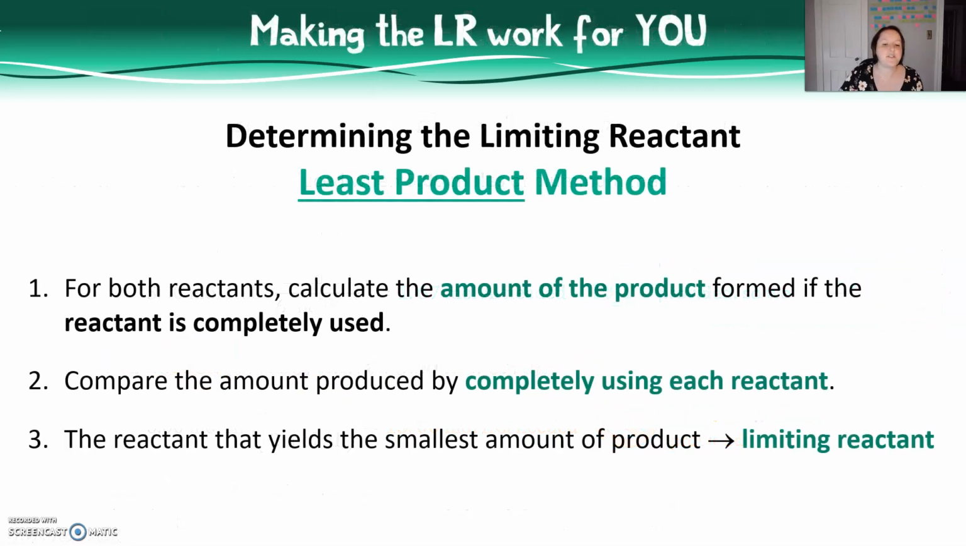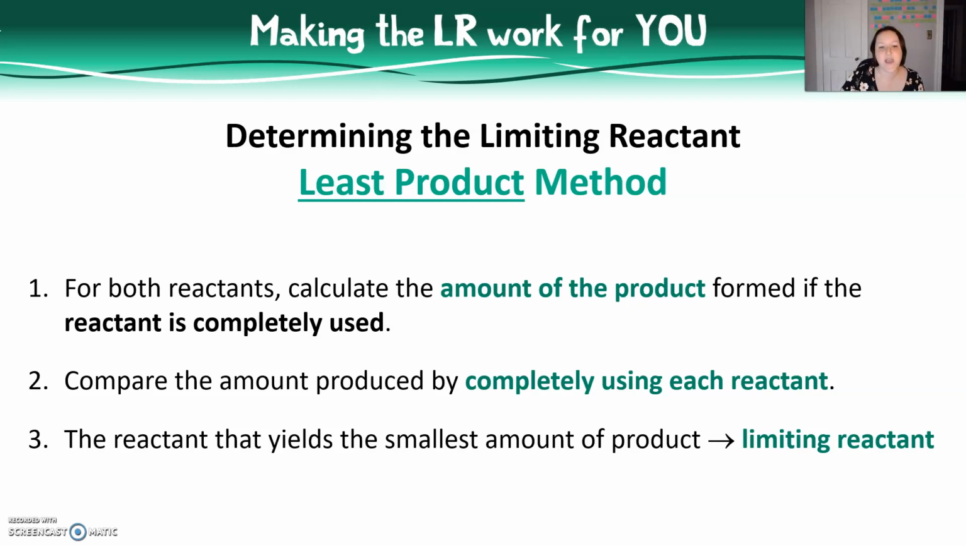The next approach is called the least product method, and it involves calculating the amount of a product that would be formed if a reactant is completely used up. We do this for both reactants and then compare the predicted amounts of product. This approach basically has you assume that both reactants are the limiting reactant. However, the true limiting reactant will always produce the least amount of product. So the calculation that yields the smallest amount of product indicates your limiting reactant.